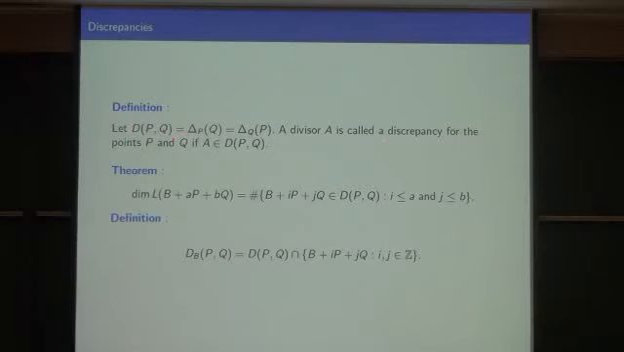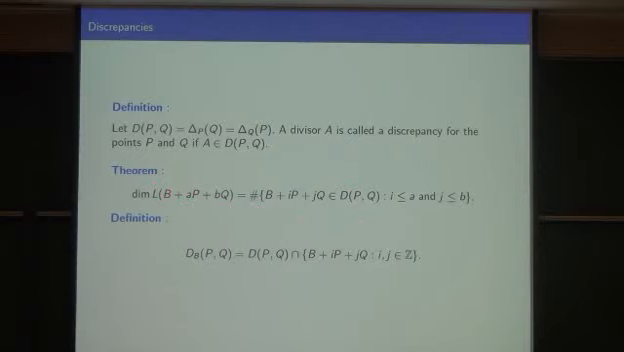The divisors inside of this DPQ are called discrepancies. Okay. So a divisor A is called a discrepancy for the points P and Q if A is inside this here, DPQ. So a theorem: the dimension of the Riemann-Roch space can be calculated using these discrepancies. Right? So you find all the divisors of the form B plus IP plus JQ, which are in DPQ, such that I is less than A and J is less than B. So you could compute this using a computer easily. Right? And actually we're interested in 2-point codes, so we could just take B to be 0.